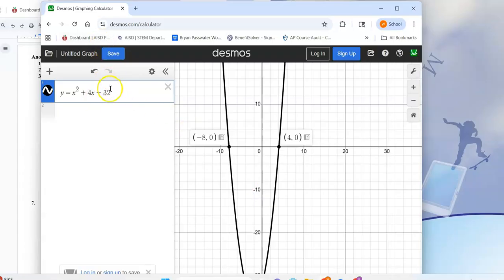Now, this also works in the testing version, as long as you write y equals. If you write y equals the thing, it's going to make the graph in the testing version also. I think I'm using the free, simple version, but this will also work. It'll also tell you the answers.